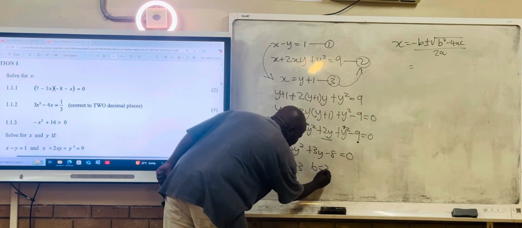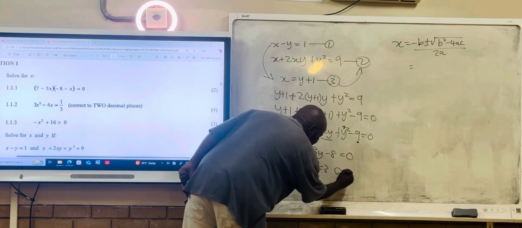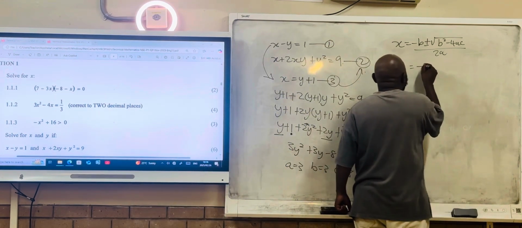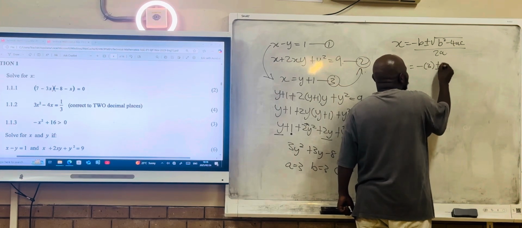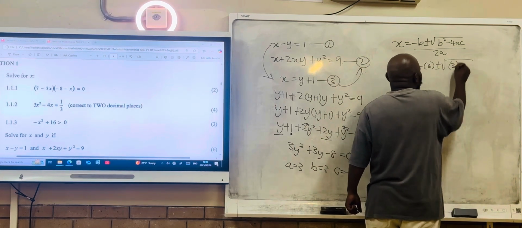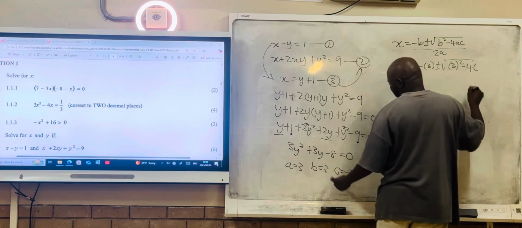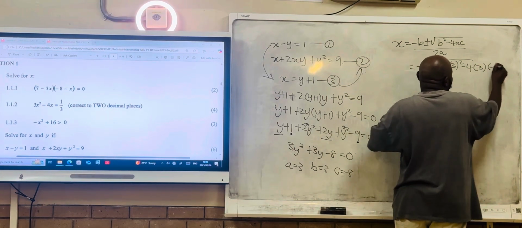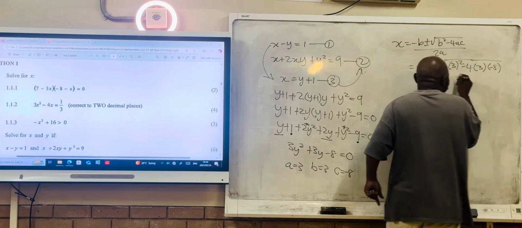The value of b is equal to 3. The value of c is equal to negative 8. Which is what we read as the value of b now. Negative b, so negative 3, plus or minus the root of 3 all squared minus 4 into a, into 3 multiplied by negative 8. We must extend our right hand side.